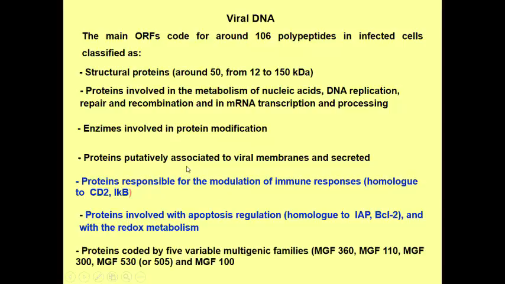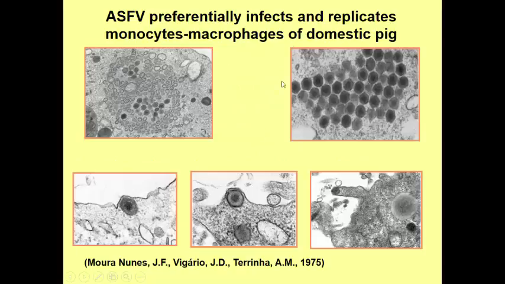There are also several proteins coded by the multigenic families, and for many of them their function is not known. This is a problem with this virus. ASF virus preferentially replicates in macrophages, monocyte-macrophages. These are images from 1975 from my colleagues in Portugal, who studied deeply the replication in target cells in vitro.